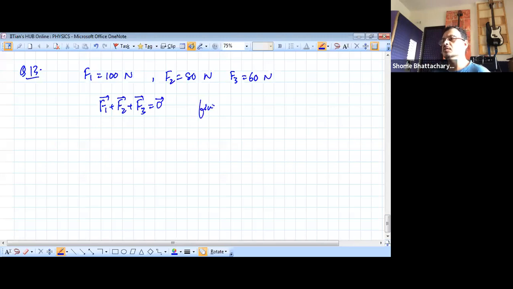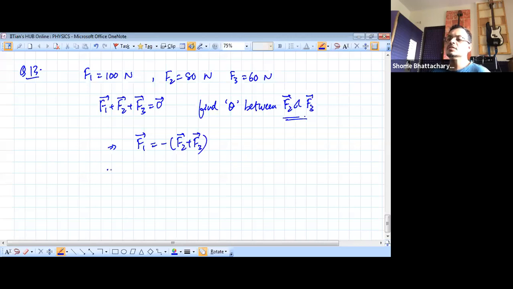We have to find theta between F2 and F3. So because we have to find the angle between these two vectors, what we do is we'll express this as F1 is negative of F2 plus F3. So that means the magnitude of F1 is equal to the magnitude of minus of F2 plus F3, which is the same thing as magnitude of F2 plus F3. Mod में वो minus sign gets eliminated. So magnitude of F1 should be equal to magnitude of F2 plus F3.